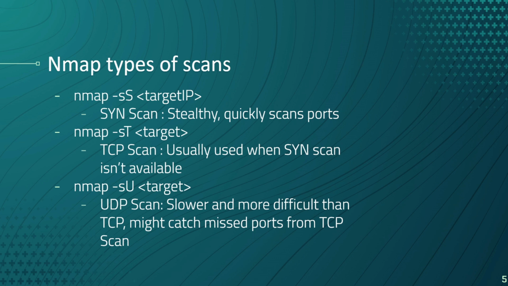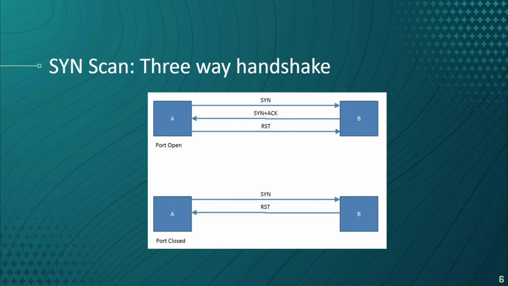Now that we have covered firewalls and ports, we can move on to the types of Nmap scans. The first scan we're going to be talking about is the SYN scan. The SYN scan stands for the Synchronized scan, and it is stealthy and quickly scans ports on a certain machine. The way that the SYN scan works is by an incomplete three-way handshake. The three-way handshake establishes a connection between two machines and ensures that traffic makes its way between them.